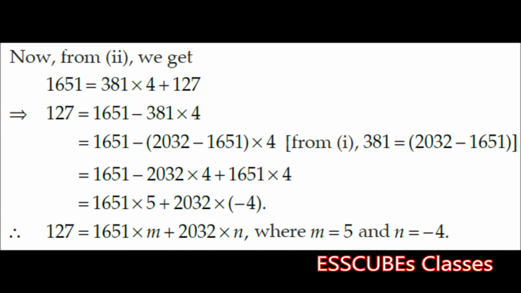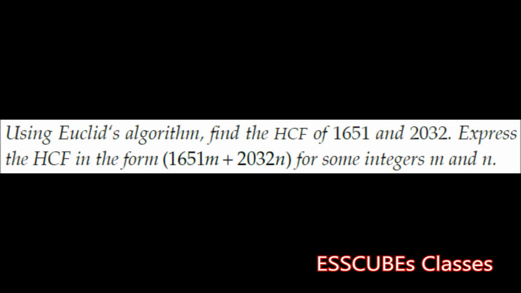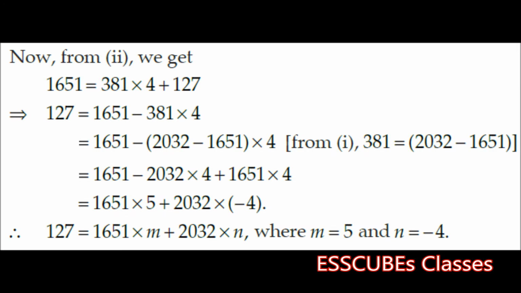If you remember, we were asked to represent the HCF, which is 127, in the form of the numbers 1651 and 2032. So if I go around with this, what do I find? I find it is 1651 into m plus 2032 into n, where m is nothing but 5 and n is nothing but -4.